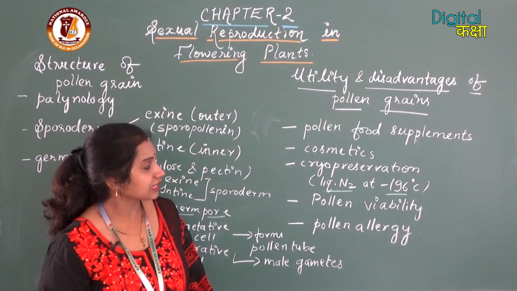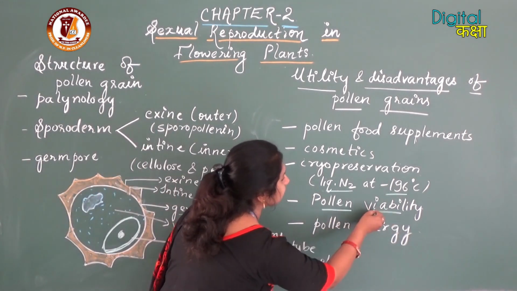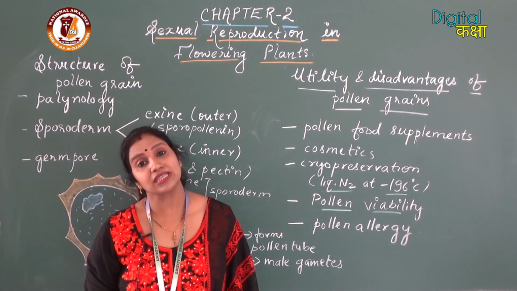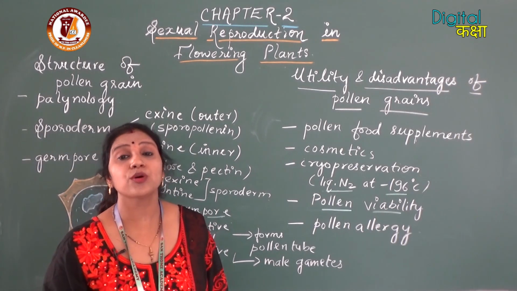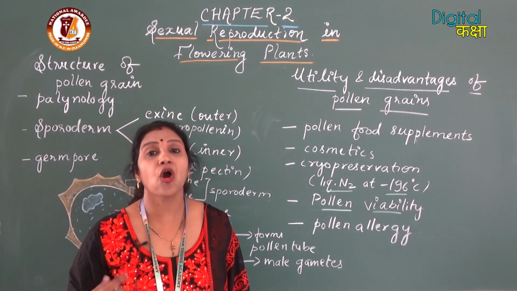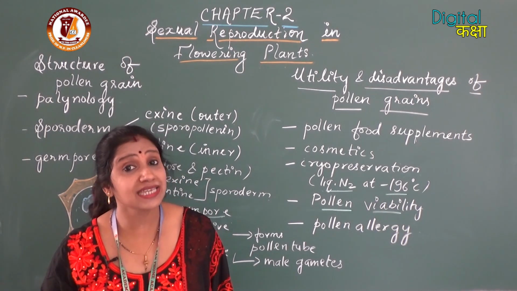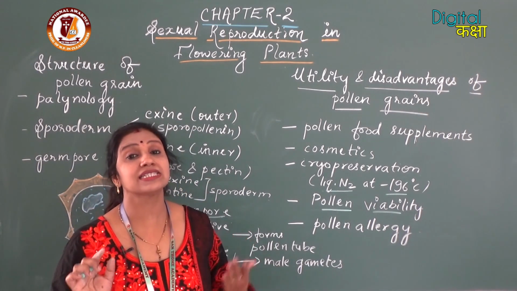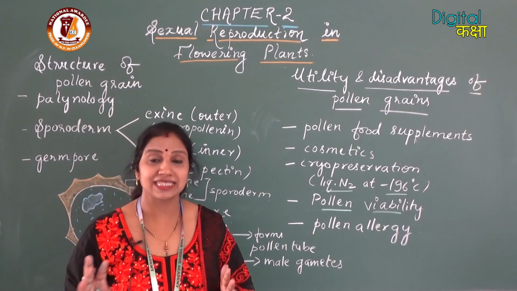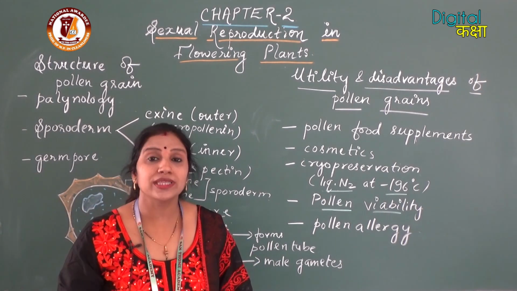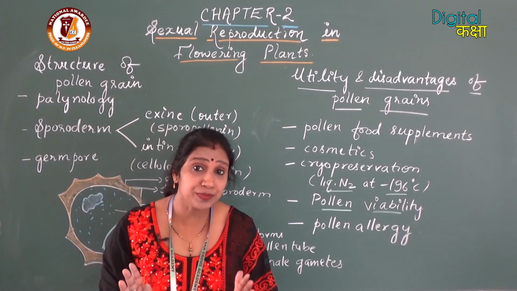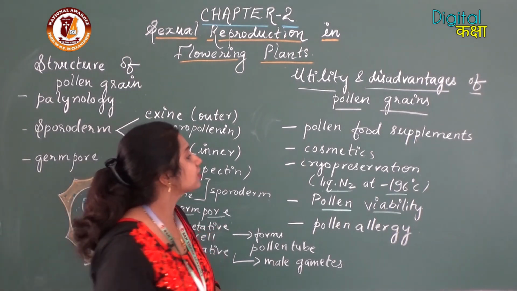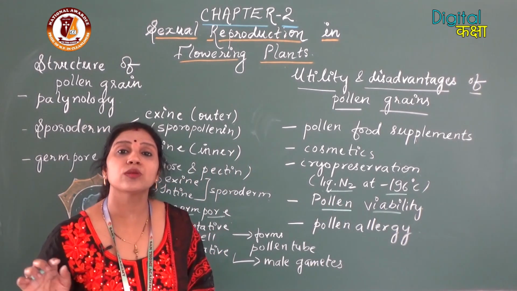Now moving to the next topic, that is pollen viability. Pollen viability means the time period for which the pollen grains are capable of fusing with the female gamete. Means the time period for which the male gametes present inside the pollen grain are intact and can fuse with the female gamete, that is, the time period for which their functional efficiency is maintained. That time period is called pollen viability.